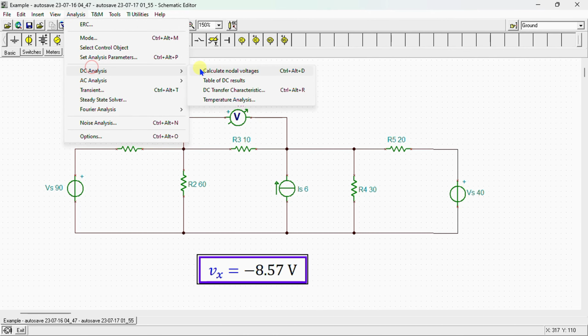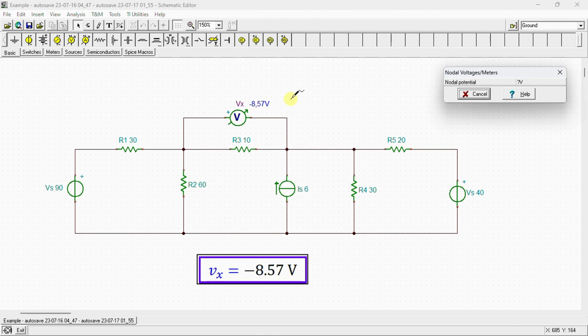DC analysis, calculate nodal voltage. We can see here that Vx is equal to negative 8.57 volt. After completing the circuit simulation, we can clearly observe the similarity between the simulation and calculation results. This serves as a validation of our work.